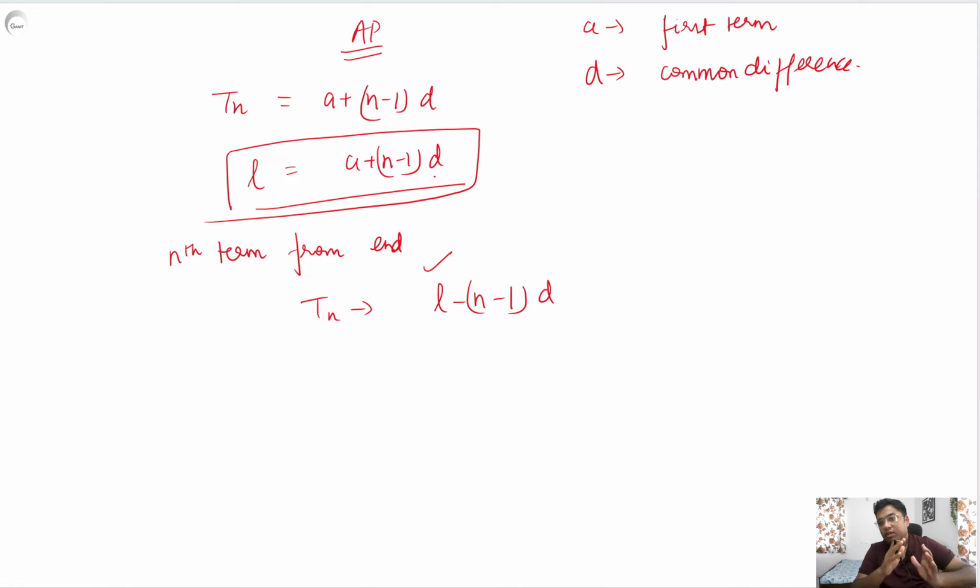When we are counting from the end, it's obvious that the last term of the AP will be mentioned, or some other information related to the last term would be given, which you can further use to figure out the positioning of the term, whatever the question is asking.